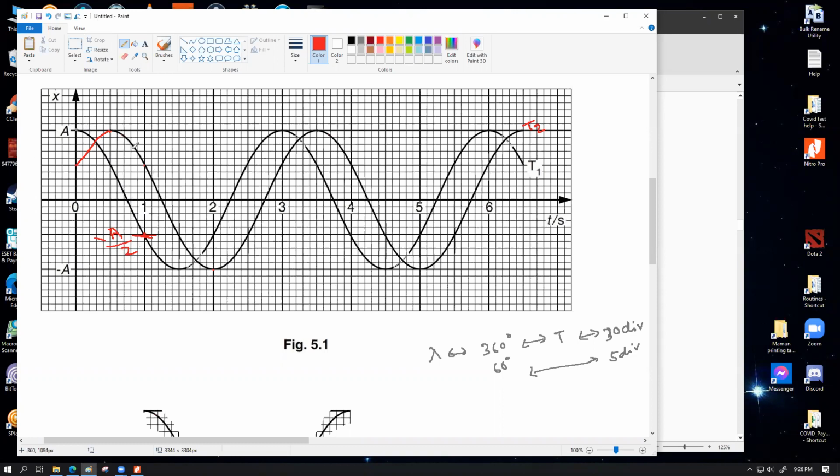Similarly, the displacement for our drawn wave, which was T2, is supposed to be plus A by 2. You should preferably give both the plus and minus signs, the plus as well, because we are dealing with displacement, so you don't want to confuse the examiner in any way.